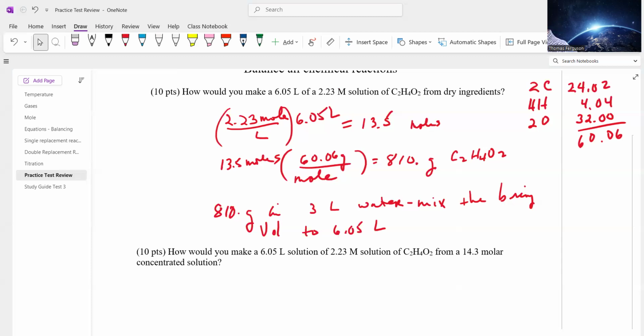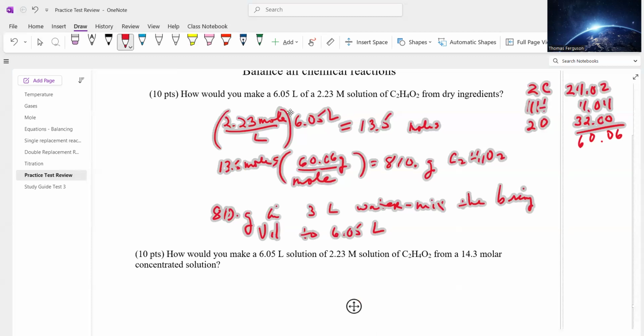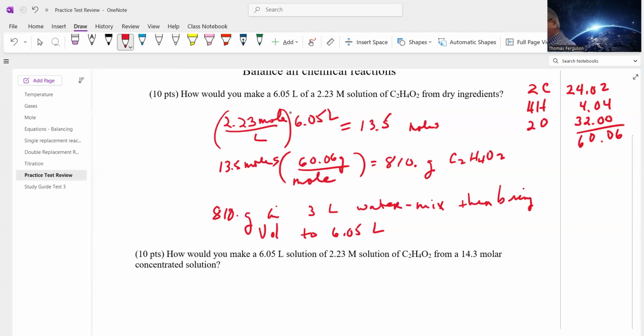Mix, then bring the volume to 6.05. Why do you put 3 liters? It doesn't matter. It can be 2 liters, 3, less than 6.05. And the purpose of that is just to get it dissolved. Her question is really a good one. I put down 3, but it doesn't matter what you put down as long as it's less than 6. You can put down 5.5, it doesn't really matter, as long as it's less than the final volume.